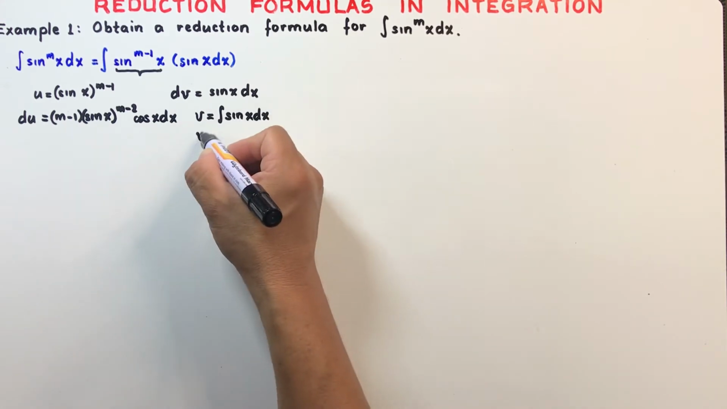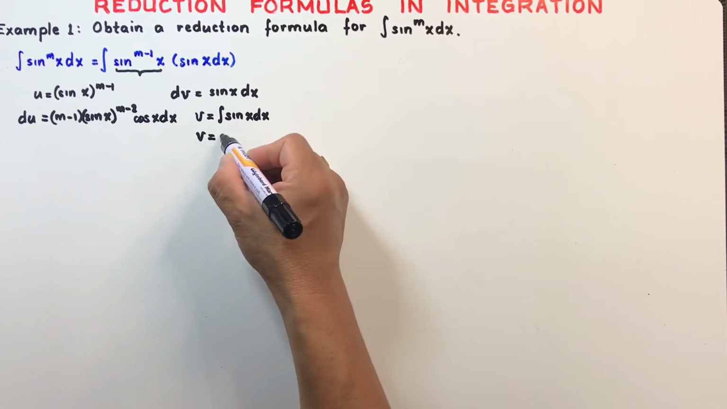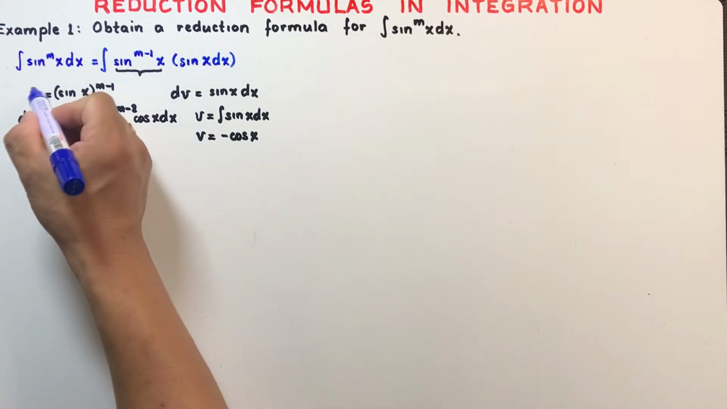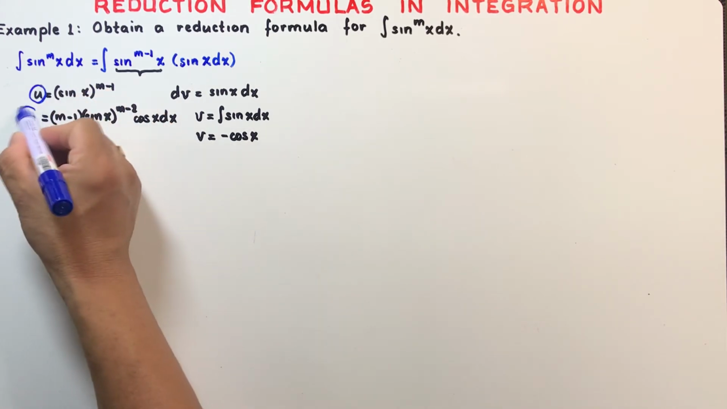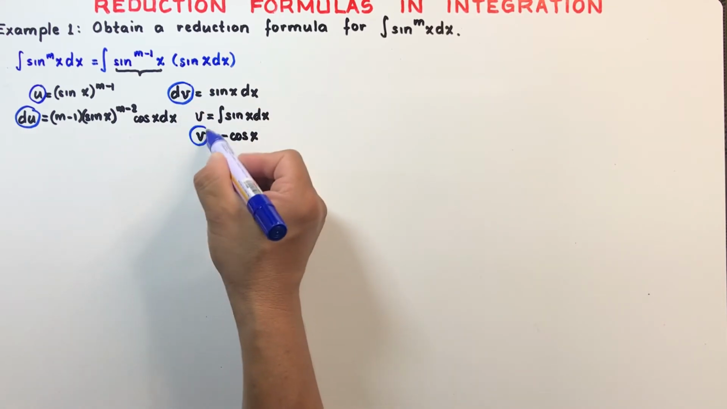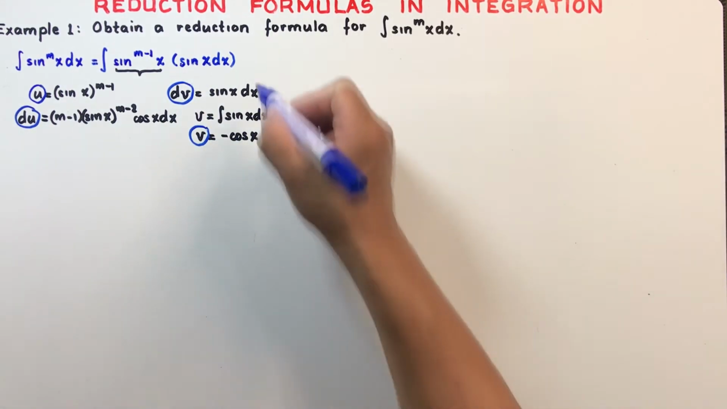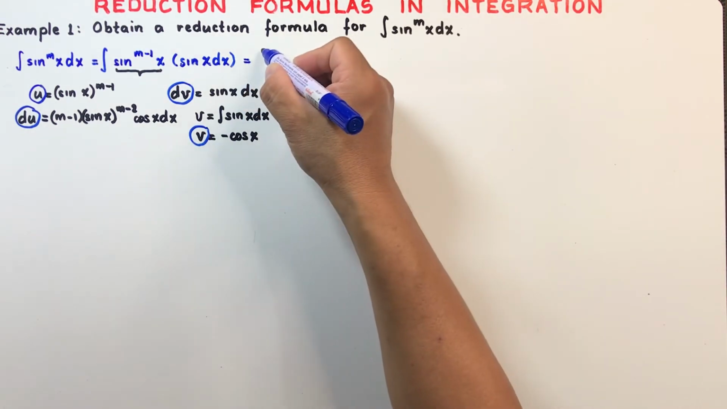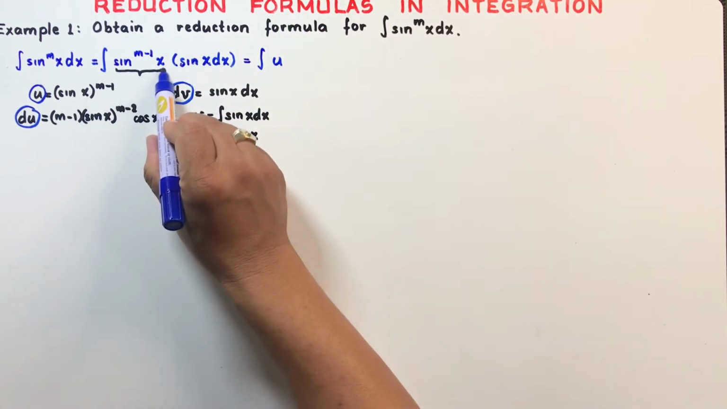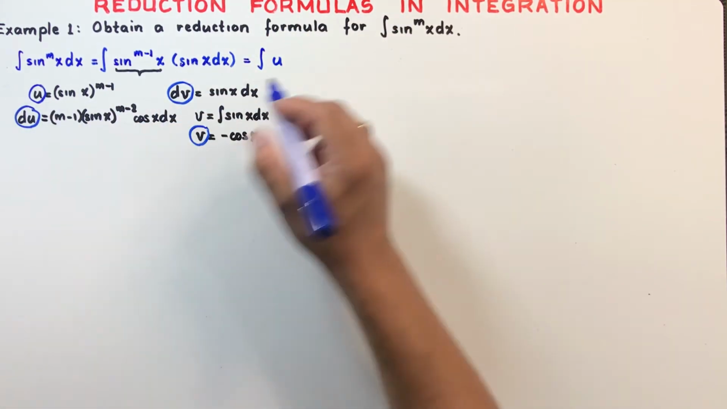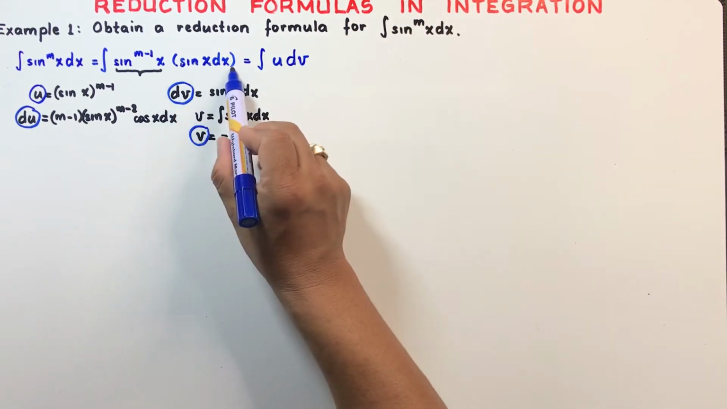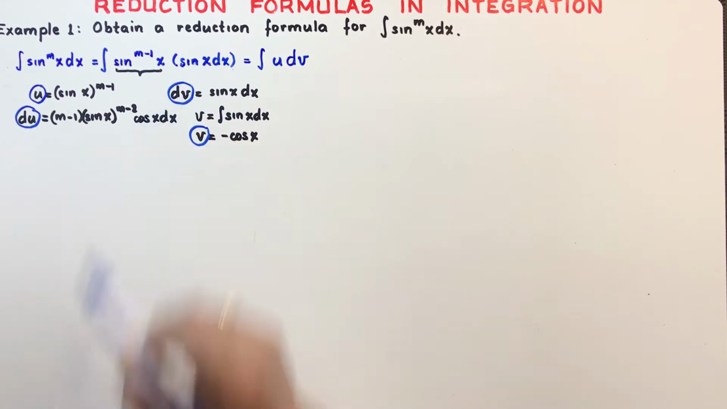And we know that the integral of sine x dx is negative cosine x. So if this is our u, this is also our du. And if this is our dv, this is also our v here. So substituting this to the given integrand, we have the integral of u, because instead of writing this one, we will write its representation as u. And this is multiplied by dv because this one is represented as our dv.